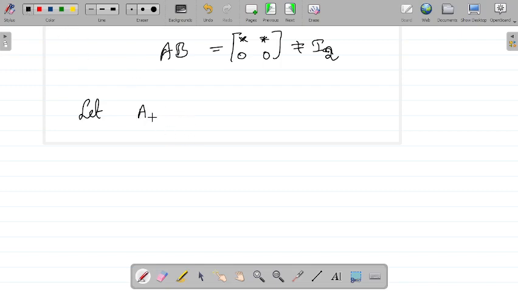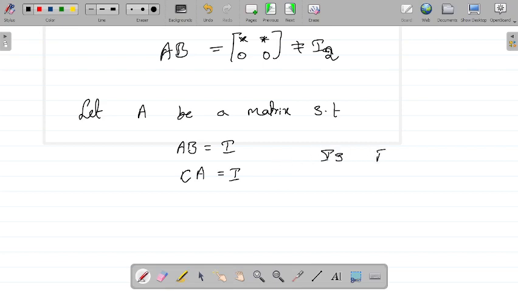So let A be a matrix such that A into B equal to identity. Now another one, C into A equal to identity. Now I have a question. The question is, B equal to C? This is the first question.